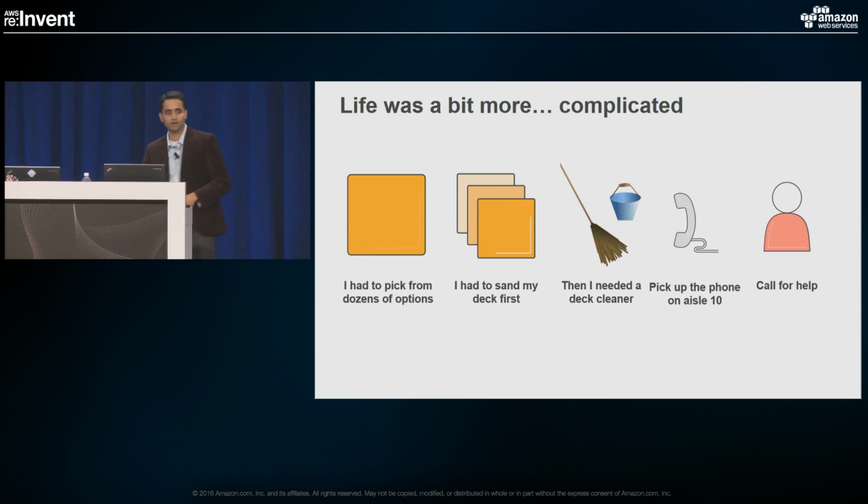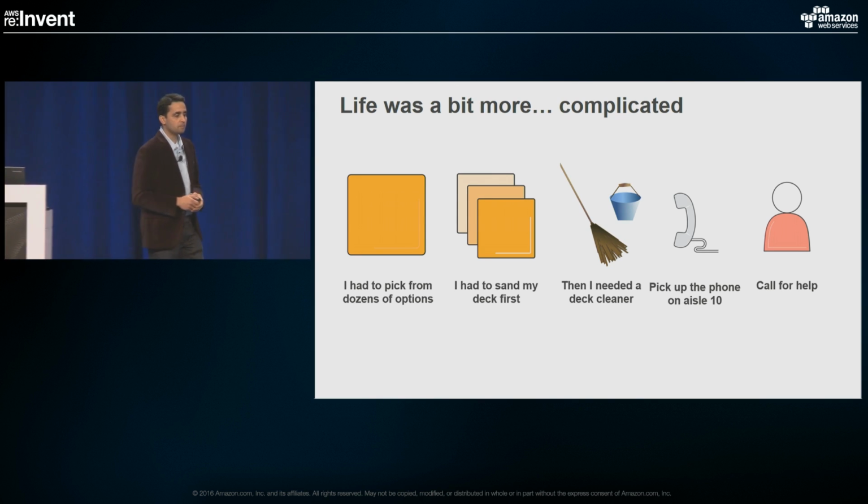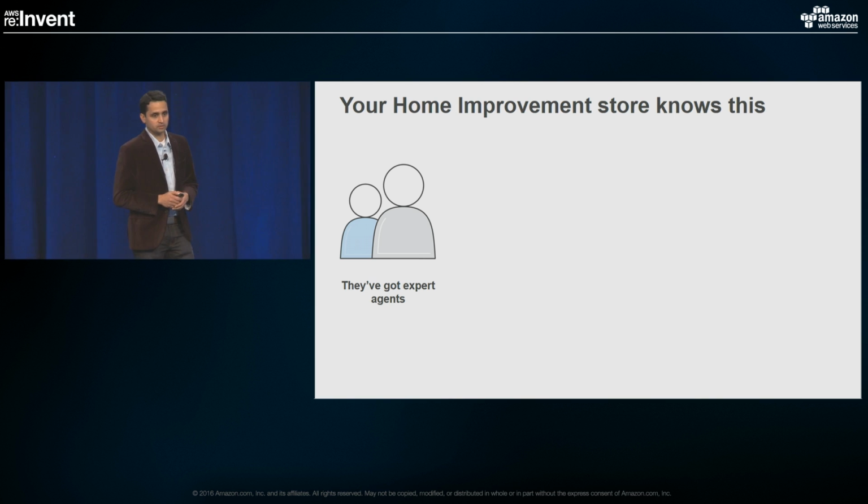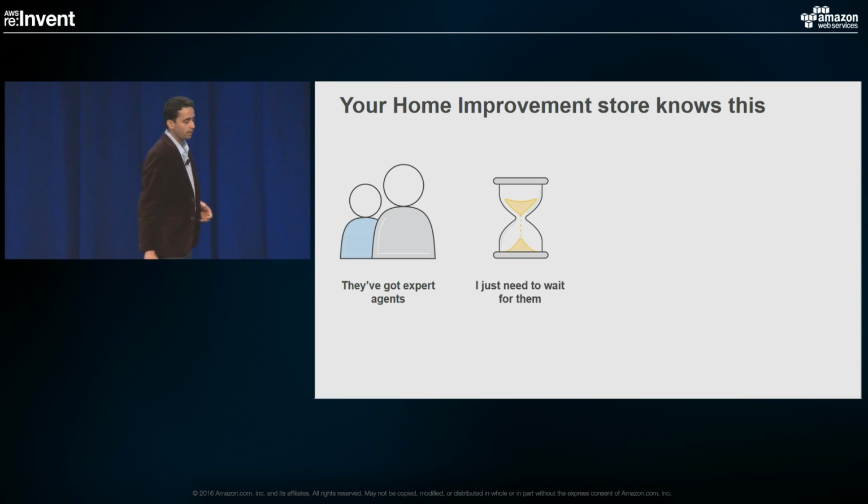In aisle number 35 or something. And they know this, right? They know that not everybody who's at the home improvement store is familiar with all the different 10,000 offerings that they have. And they have expert agents. Problem is you have to wait for them. You got to wander the aisles looking for who's going to help me. They may already be helping somebody, so you wait a little bit more.